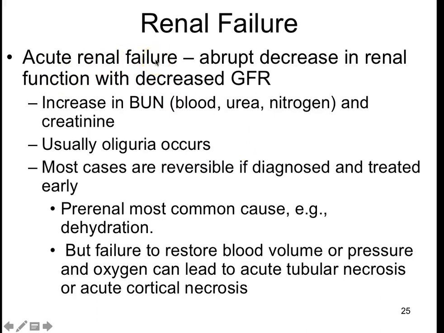Well, let's say that you're severely dehydrated and the blood pressure is low and you're not doing filtration, so you have this abrupt decrease in renal function because of the dehydration. You have a decreased glomerular filtration rate because of the loss of blood pressure. An increase in BUN, blood, urea, and nitrogen. Because you're sampling blood, that's why it begins with blood. Urea and nitrogen are toxic waste products.